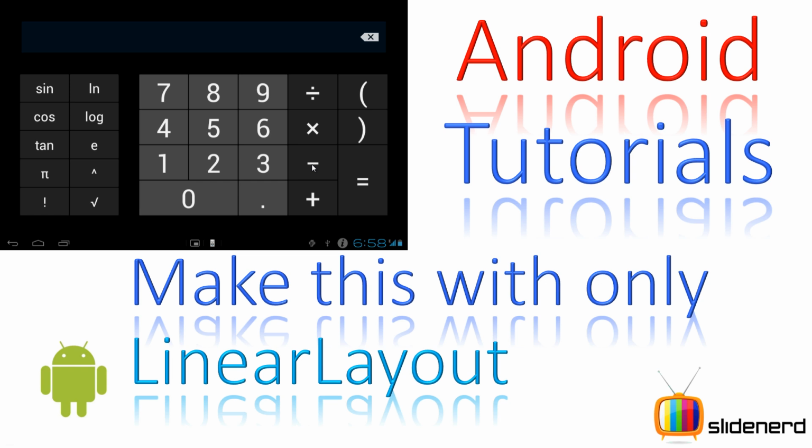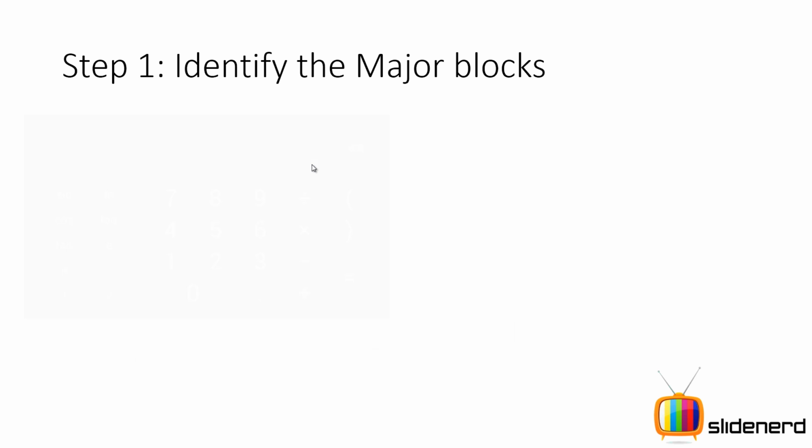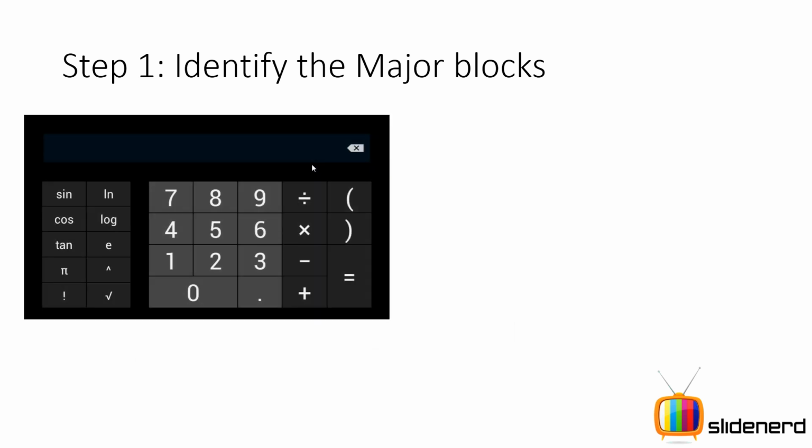So again, this is very simple with a relative layout or table layout, but my challenge is to make this using only linear layouts. Now if you have seen my previous videos about layout gravity, Android gravity, layout weight and stuff like that, you will easily understand this. Otherwise, I strongly suggest that you go back and check some other videos on linear layout which I have posted in my playlist.